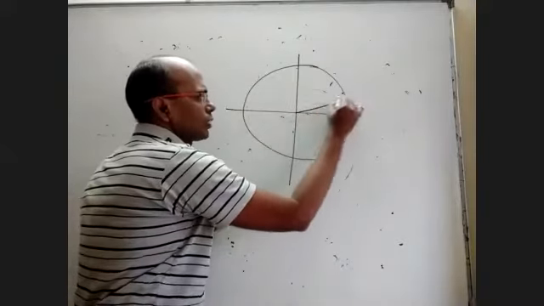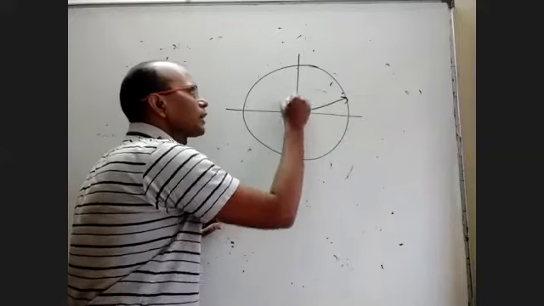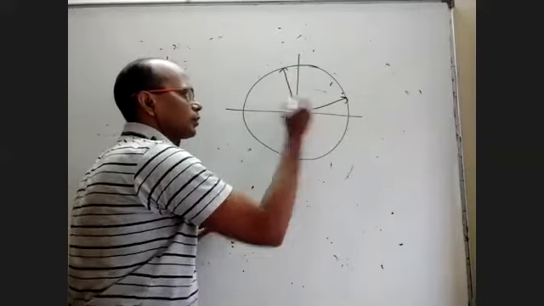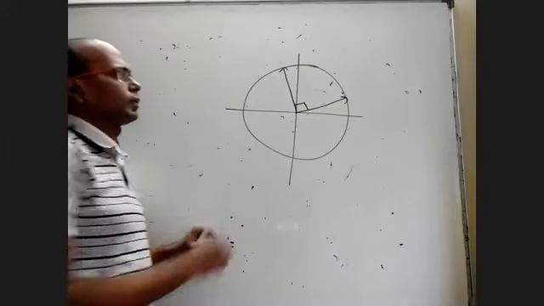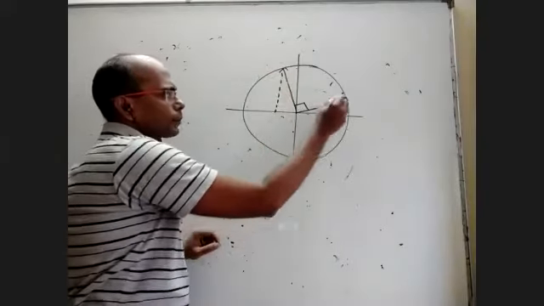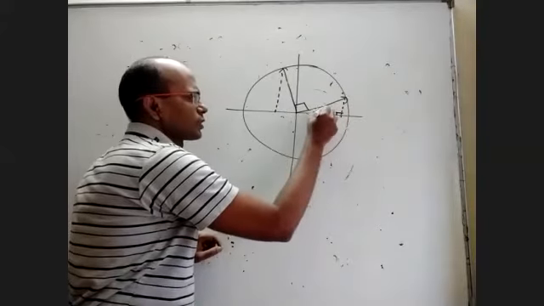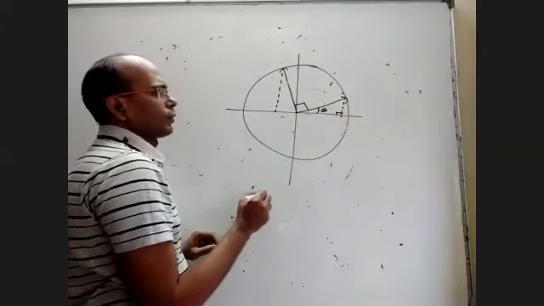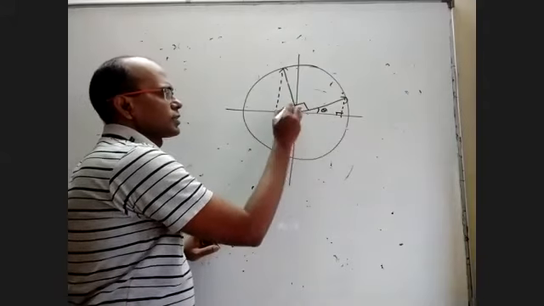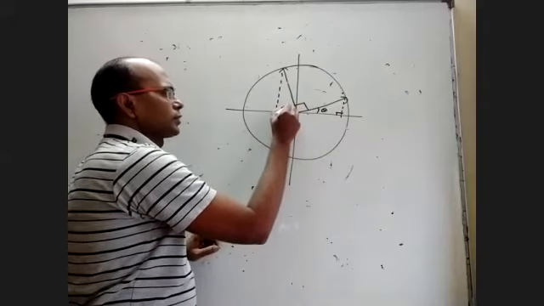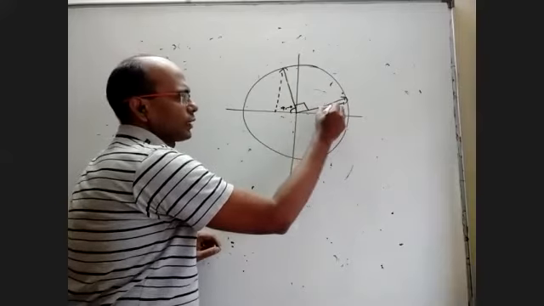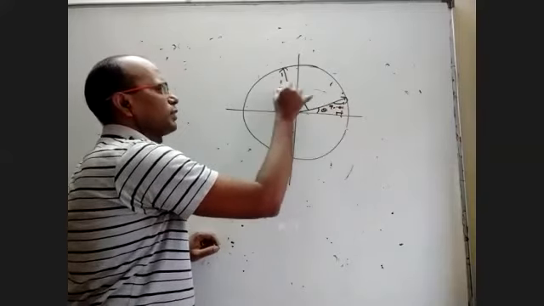I will draw one angle here, and its perpendicular line I want to draw here. This is perpendicular. This is 90. This is theta. And because this is 90, this is theta. This will be 90 minus theta. This will be 90 minus theta. This will be theta.